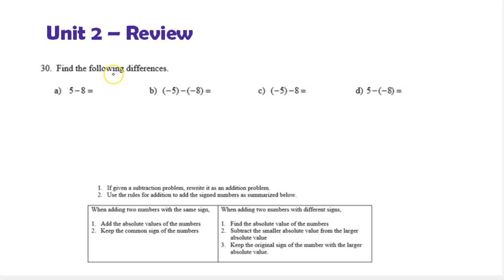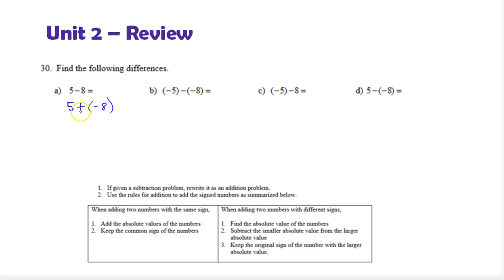30. Find the following differences. So here's a summary of what we're going to do. Basically, we're going to turn these subtraction problems into addition problems and then use the same results we used before. So to change a subtraction into addition, you keep the first number, you change subtraction to addition, and you take the opposite of the second number. So notice 8 here is positive. That's a minus sign. So this is equivalent to 5 plus negative 8.